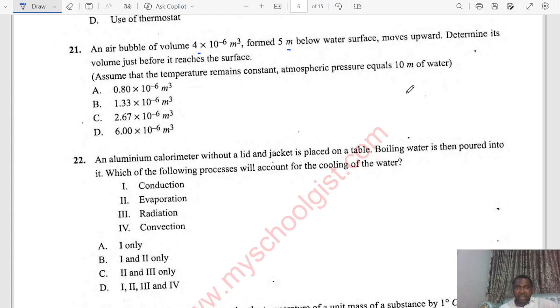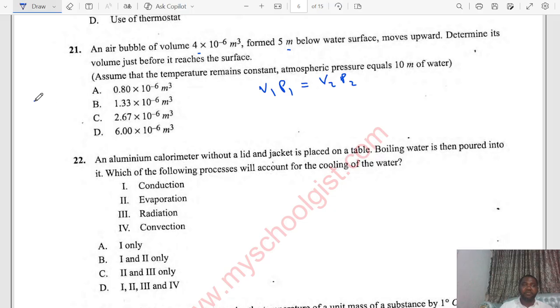Now I want to say this, that height represents pressure. If you notice here, it says assume the temperature remains constant, atmospheric pressure equal to 10 meters of water. You see that? So height represents pressure. What this question is trying to get us to see is what we call Boyle's law. And according to Boyle's law, V1 P1 is equal to V2 P2.